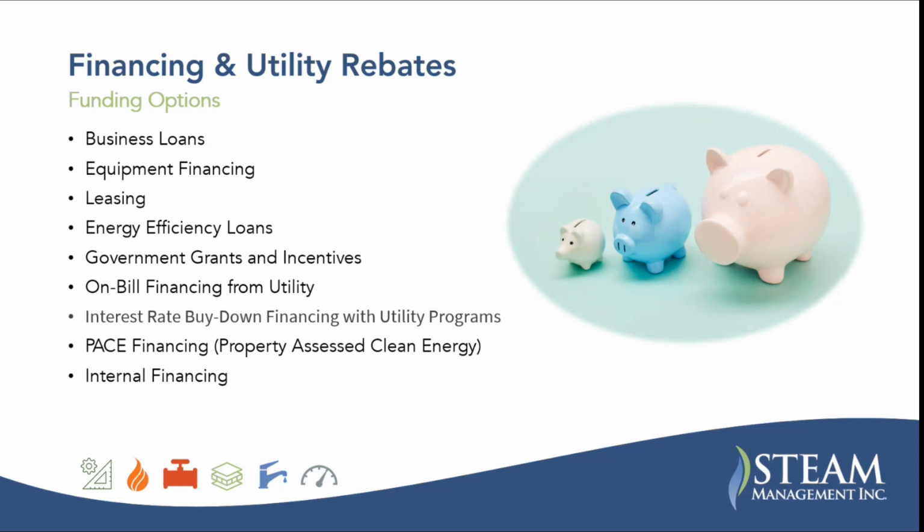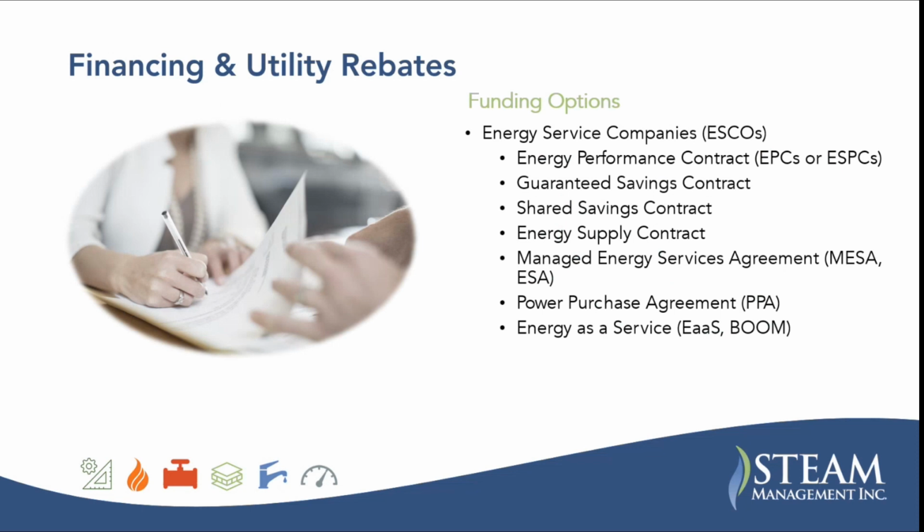Some utilities offer interest rate buy downs as like an additional incentive. So you get your incentives for the project and then they will buy down the interest rate of a loan so that you can get a 0% or very low percent rate on the project. Then there's PACE financing and internal financing, which is like just using your capital equipment budget to purchase a boiler, basically. And then another big one here is ESCOs.